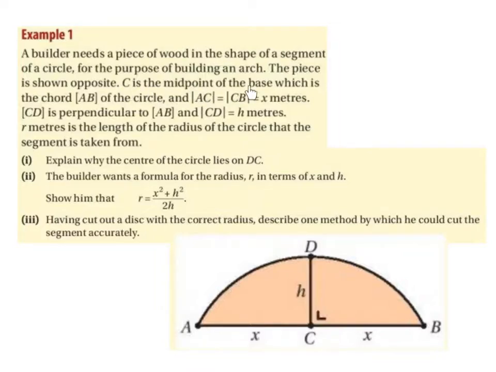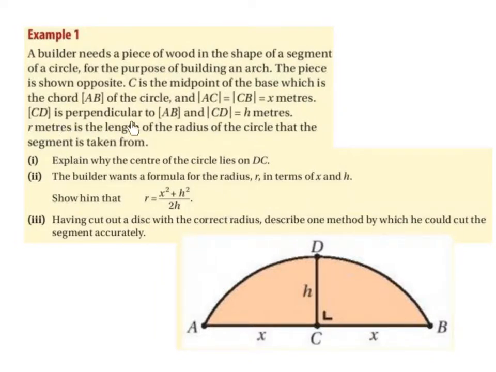C is the midpoint of the base, which is the chord AB of the circle. So point C is the midpoint of the chord AB. And AC is equal to CB, which is equal to x meters. CD is perpendicular to AB, so it meets at a right angle. And CD is equal to h meters.